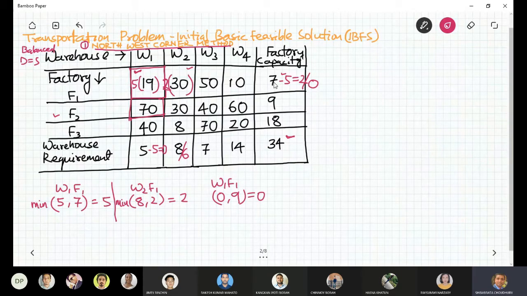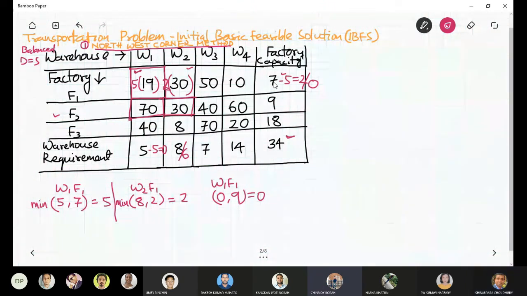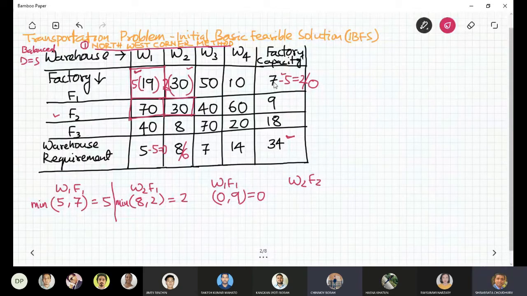Next, I'll come down to this cell. What is this cell? W2 F2. What is the status over here? Minimum of 6 and 9 is 6. How much should I allocate? 6. So this becomes 0, and this one becomes 3.